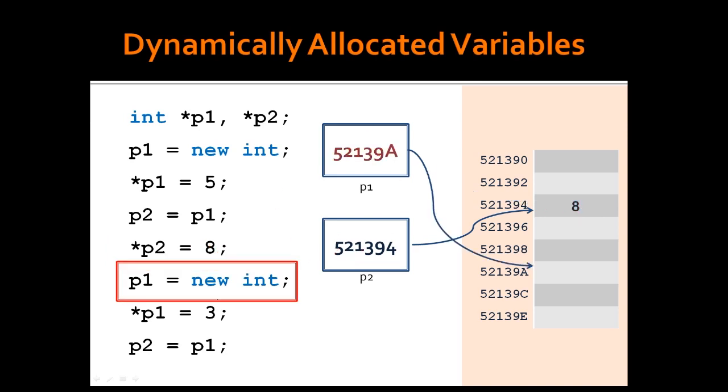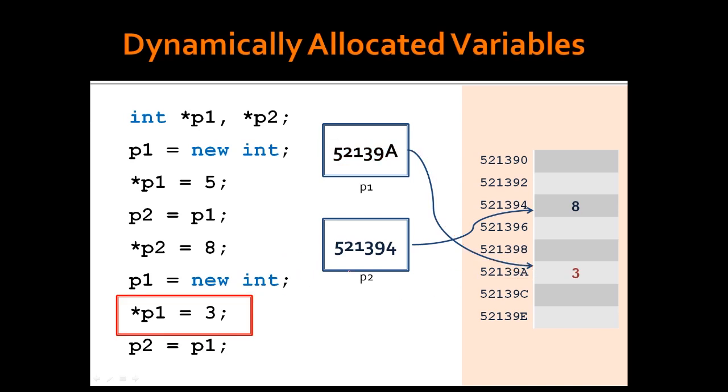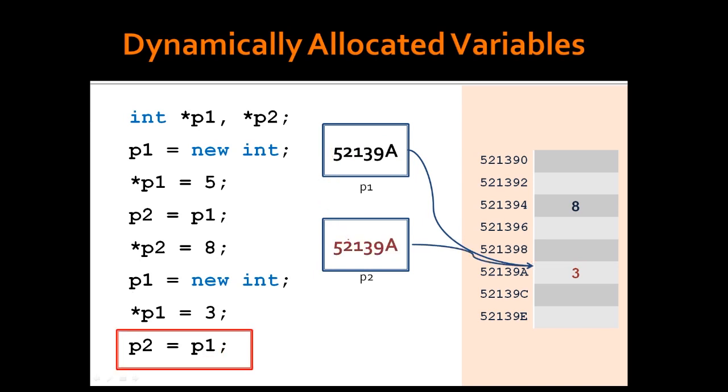Now, when I say make a new integer, that creates a new integer over here on the heap with a new address, and that address, which is 52139A, is now what is inside of p1. So when we say *p1 = 3, that takes the 3 and puts it into the address we talked about here. And finally, if we do p2 = p1, we take the value of p1, which is 52139A, and move it down in there. Okay?